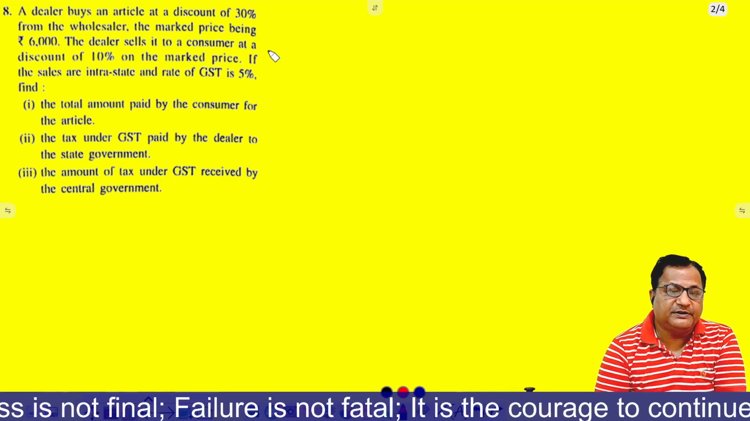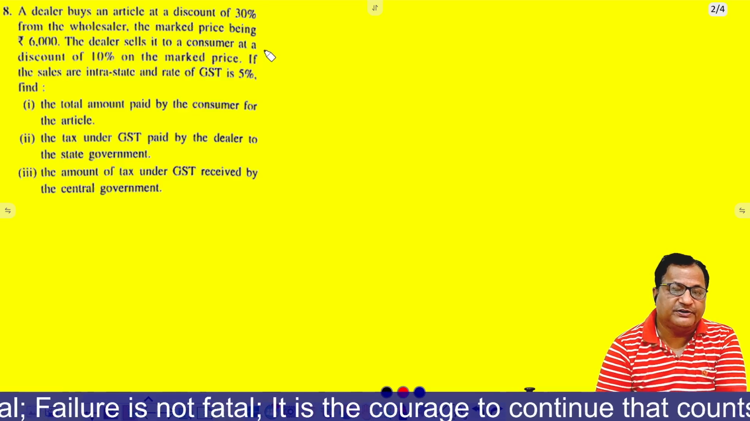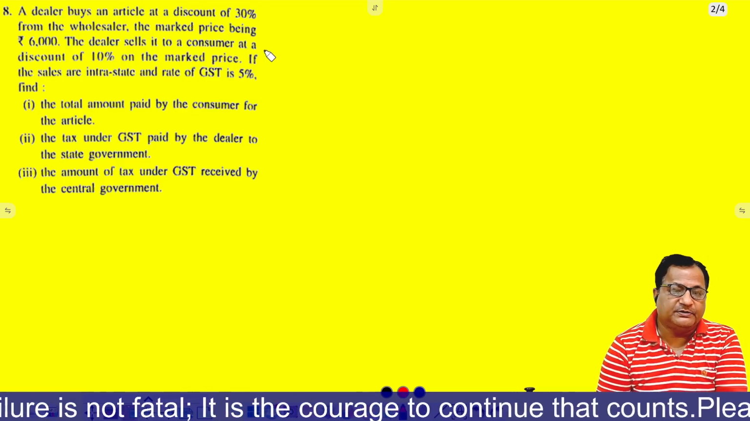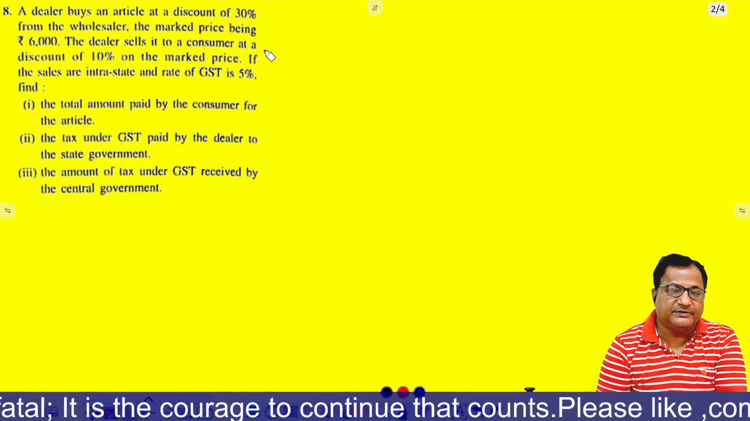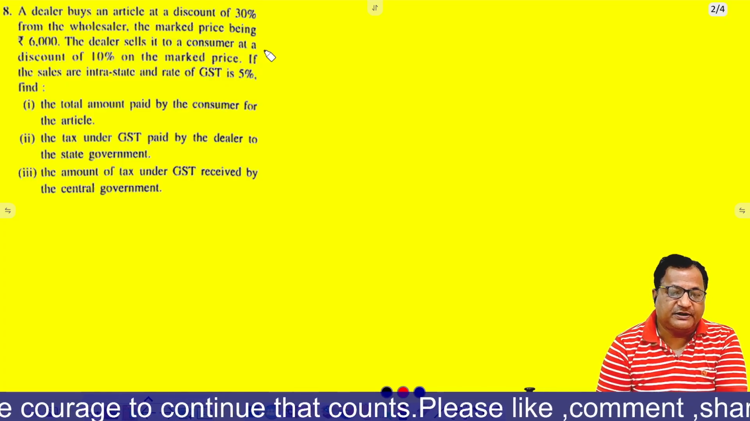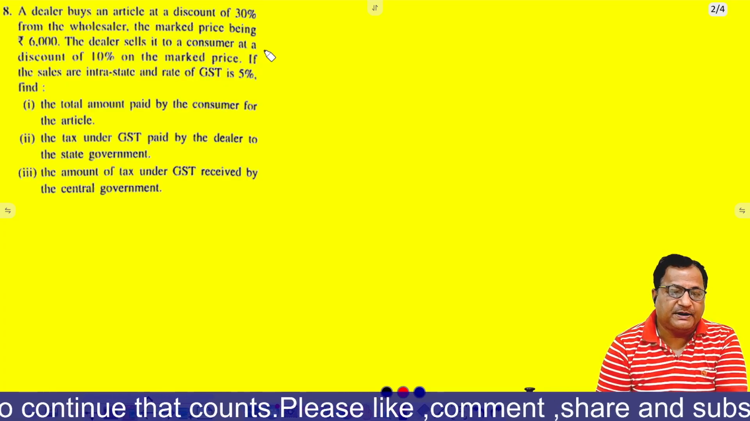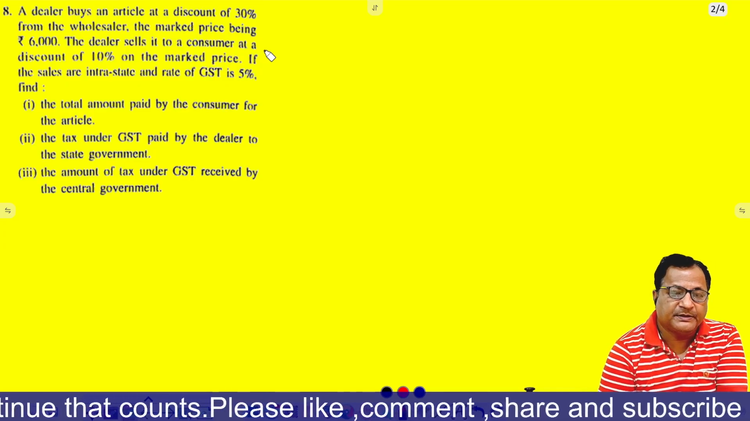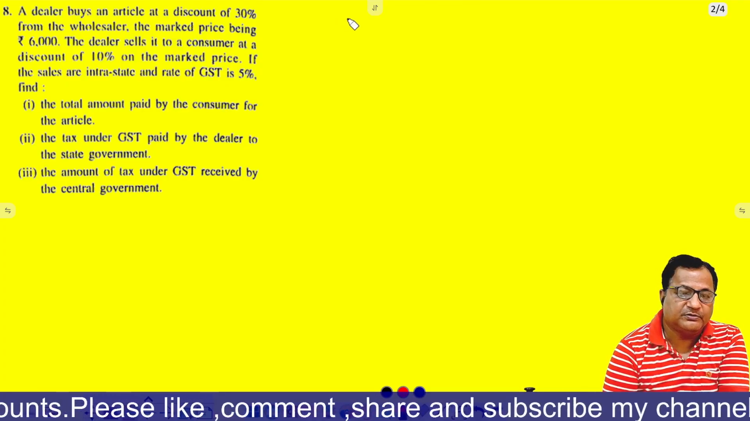A dealer buys an article at a discount of 30% from the wholesaler, the market price being rupees 6,000. The dealer sells it to a consumer at a discount of 10% on the market price. If the sales are intrastate and the rate of GST is 5%, find the total amount paid by the consumer for the article.